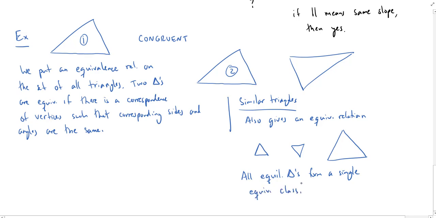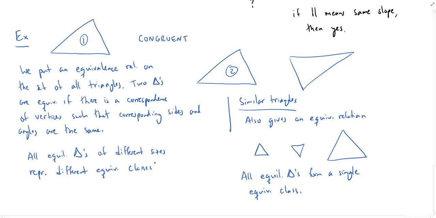Whereas with congruent triangles, if you were looking at equilaterals, each size would form a different equivalence class. So all equilateral triangles for the congruent side of different sizes represent different equivalence classes. Okay, so changing your equivalence relation will change your equivalence classes.